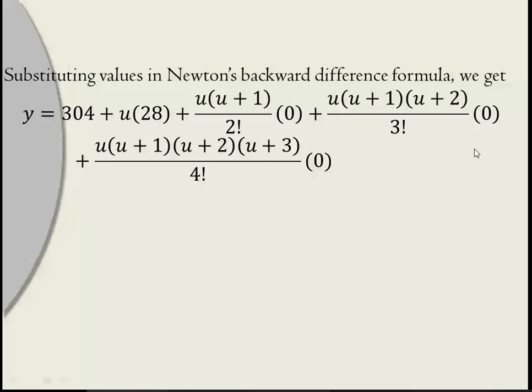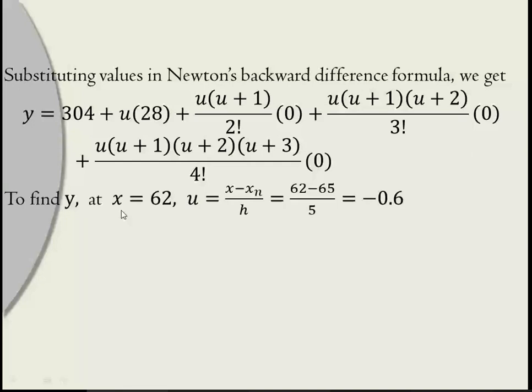Now, we want to find y for x equal to 62. Okay, so taking x as 62, u will be x minus xn divided by h. So it is 62 minus 65 divided by 5. So that comes out to be minus 0.6. Now put the value of u into this and do simplification. All these rest of the terms are 0. So by doing this substitution, we can get y is equal to 304 plus 0.6 into 28 and simplify it to get the answer. So y at 62 is 287.2.